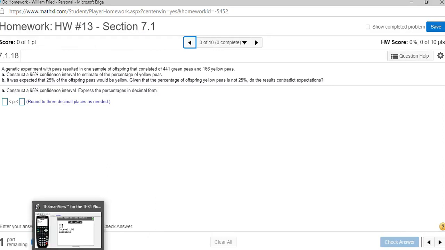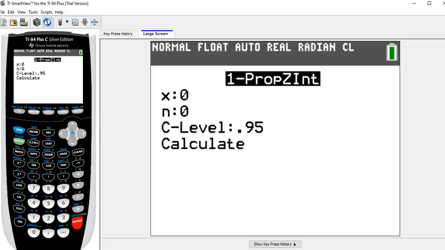Okay, so the x is the number of yellow peas, and the n is the total number of peas. Now, it was 166 peas, and here you have to be careful because the sample is 166 plus 441. I think that you can do that right here, 166 plus the 441 for the green peas. So that's the sample size. And then the C-level, let's see if it likes that. Okay, it did the calculation for us.